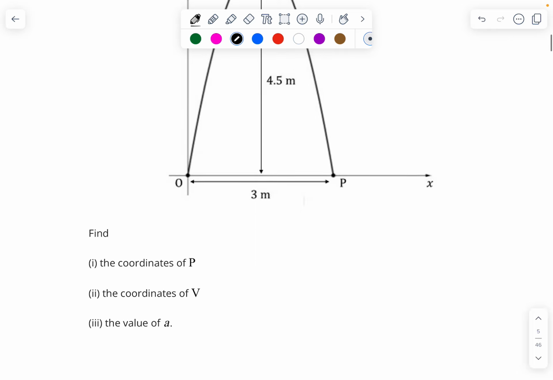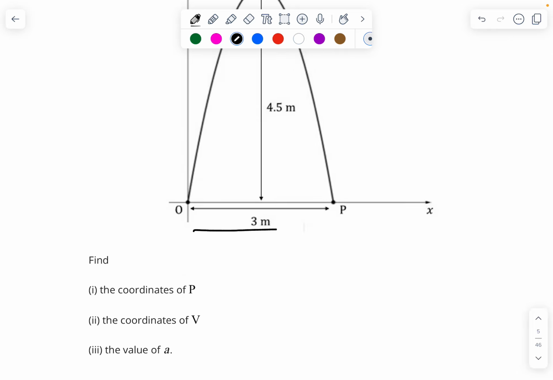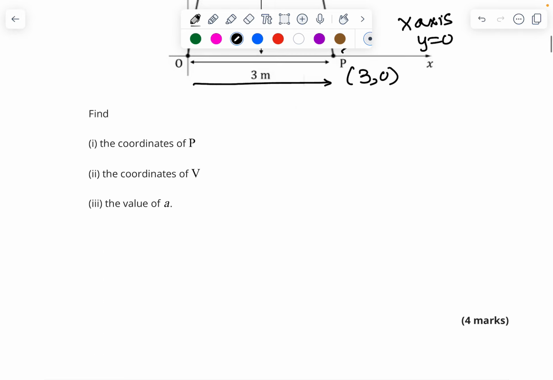So, coordinates of P. Now we know that this distance is 3. So this point is going to be (3, 0) because it is on the x-axis. X-axis means y will be equal to 0. So what will be the coordinates of P? Coordinates of P is (3, 0).